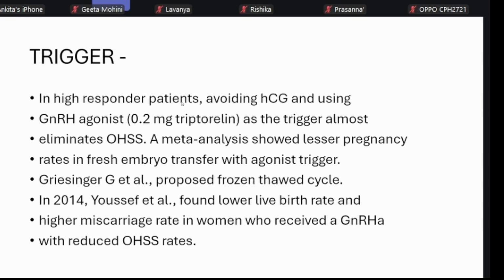In high responders and PCOS patients, we should avoid giving HCG in order to prevent the risk of OHSS, and we can consider giving an agonist trigger in PCOS cases. But whenever we give an agonist trigger, it causes downregulation of the pituitary. So we should not do a fresh transfer, because many studies have found lower live birth rates and higher miscarriage rates in women who received an agonist trigger. With an HCG trigger, we can plan for fresh transfer. Whenever we give an agonist trigger, mostly we consider doing freeze-all cycles.